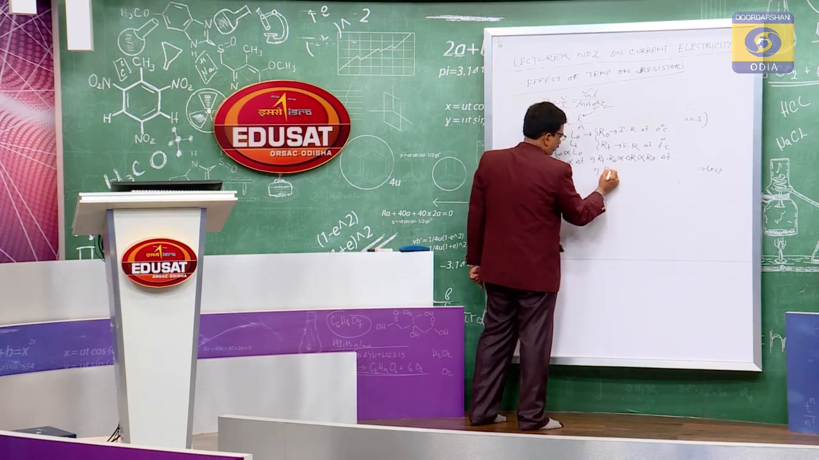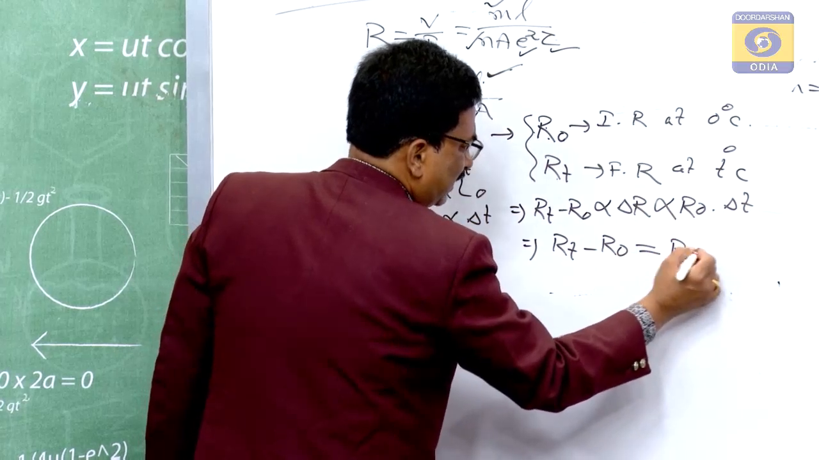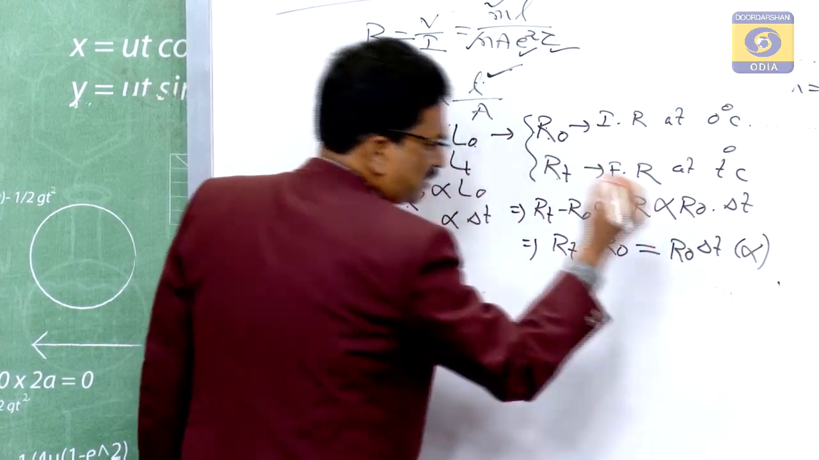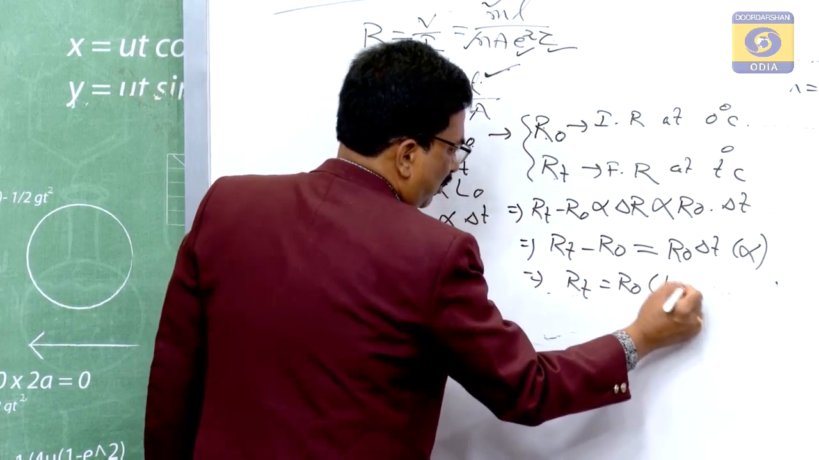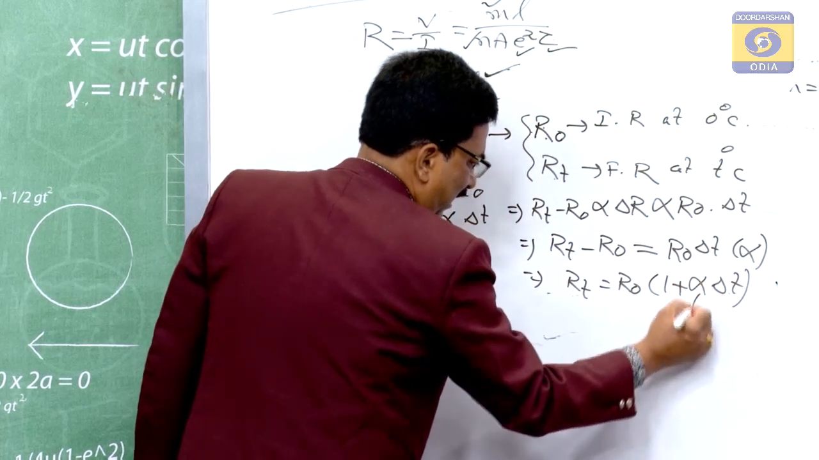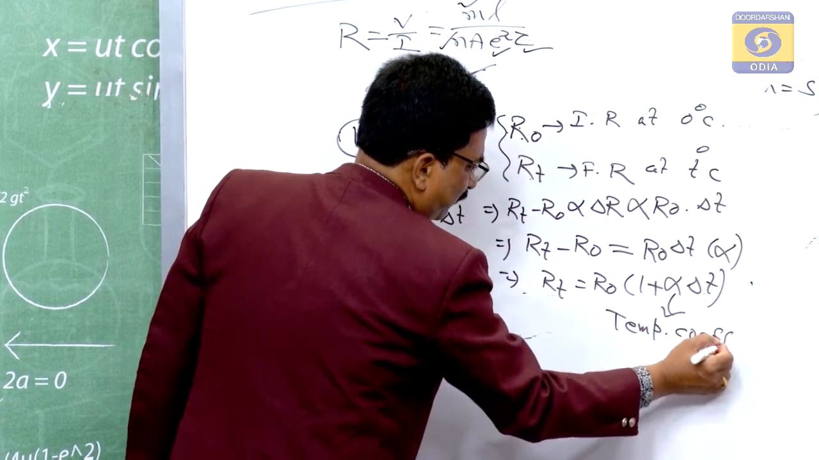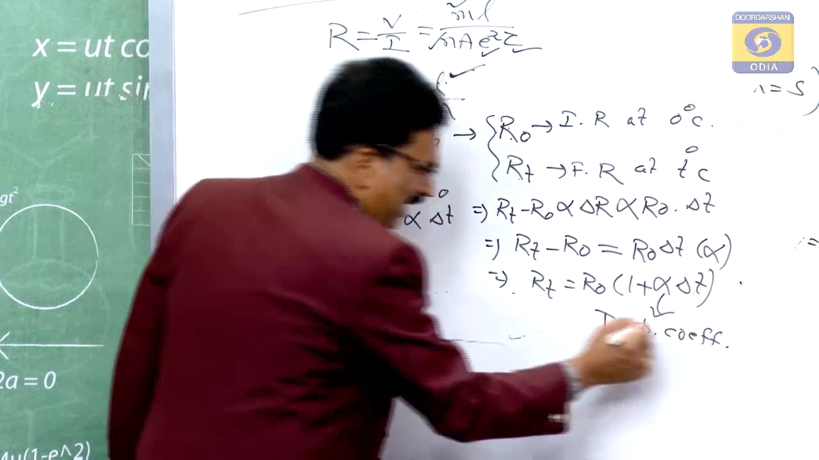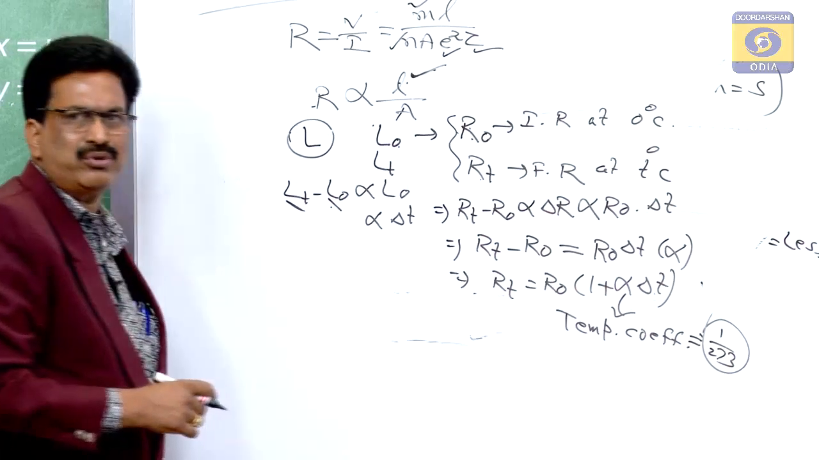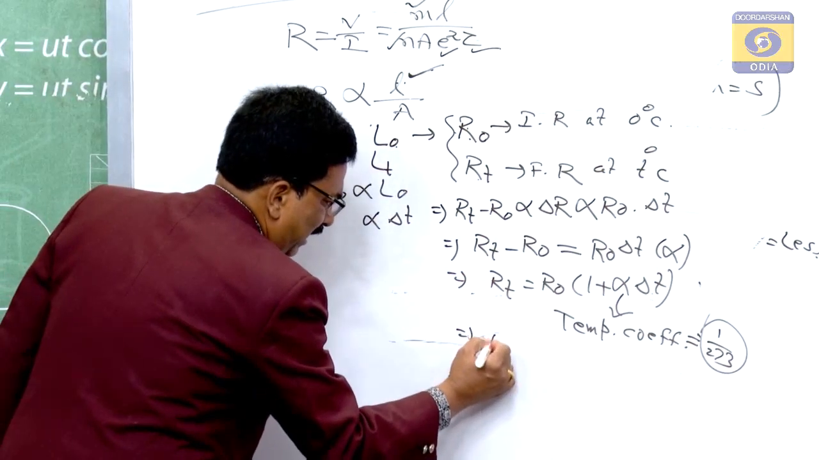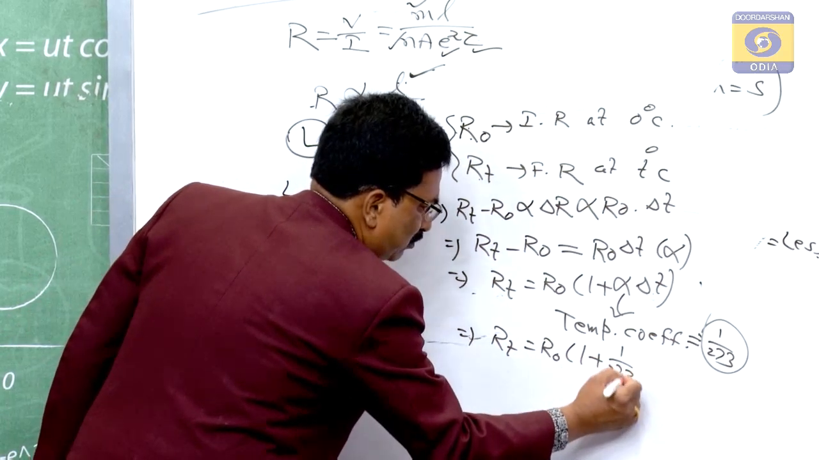So this shows RT minus R0, if we equalize, is R0 ΔT with some constant, alpha. This implies RT is equal to R0 times (1 plus α ΔT), where this alpha is known as the temperature coefficient. Its value for almost all metals is equal to 1 by 273. Therefore, you can say RT is equal to R0 times (1 plus 1/273 times ΔT).